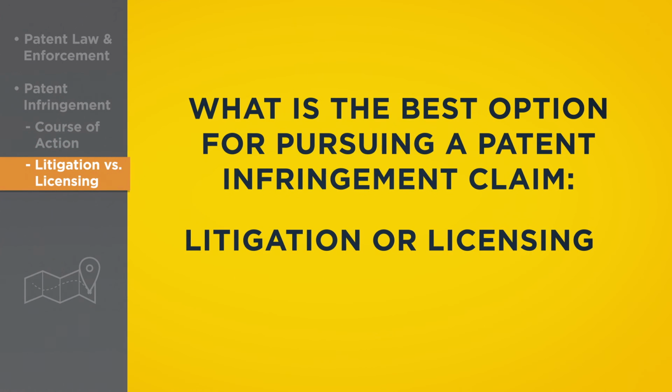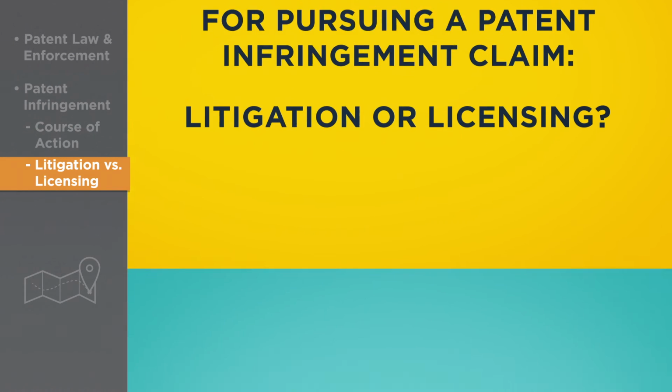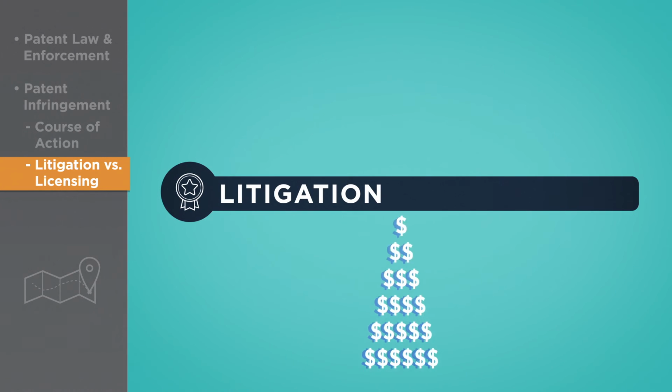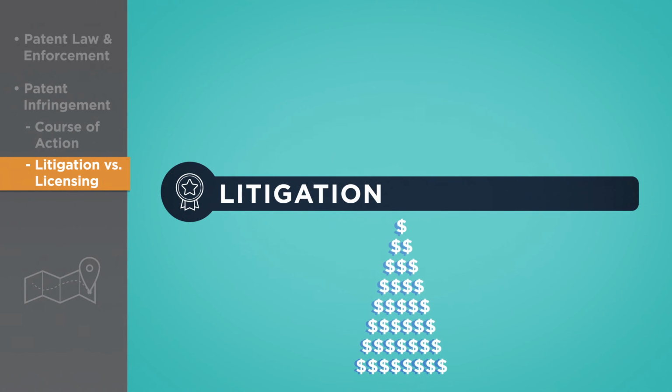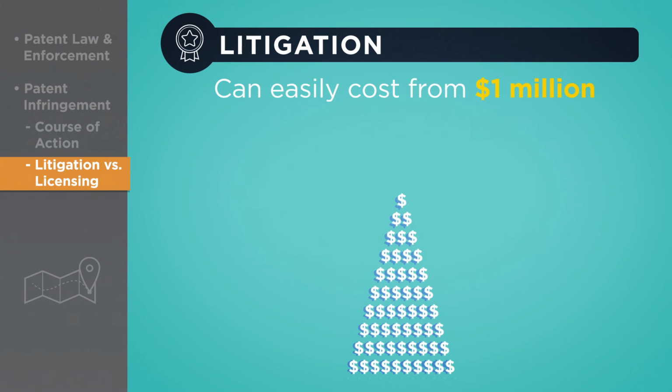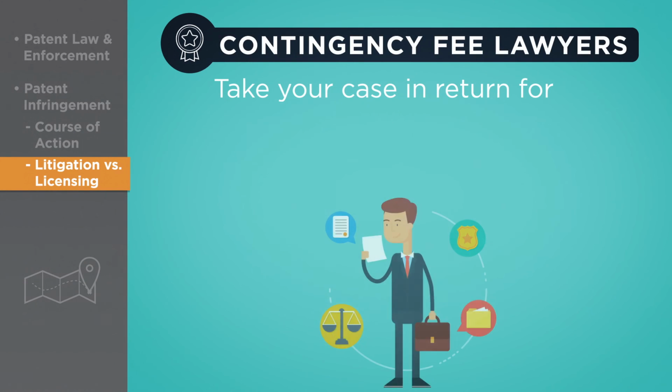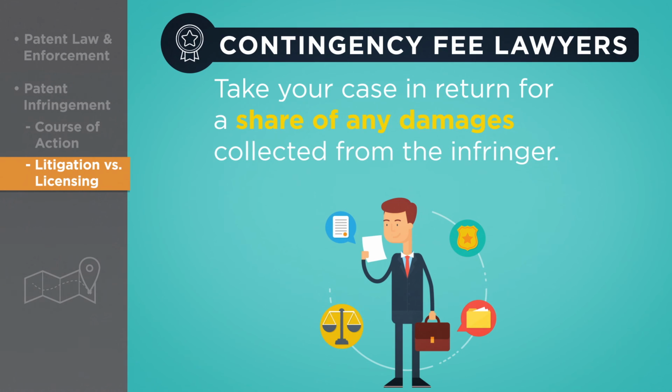What is the best option for pursuing a patent infringement claim? Litigation or licensing? Litigation. If your goal is to stop a competitor from offering a competing product that infringes your patent, you have to file a lawsuit and pursue it to completion. Litigation can easily cost from $1 million to over $10 million, depending upon the complexity of the case and the intensity of the defense. If you cannot afford litigation, there are contingency fee lawyers who may be willing to take your case in return for a share of any damages collected from the infringer.